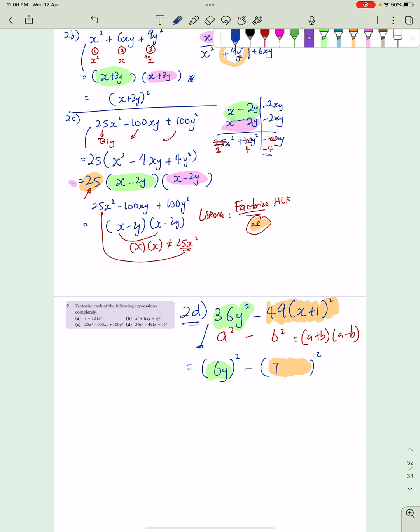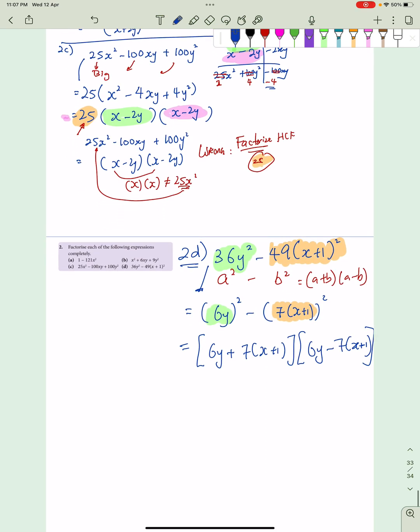So if I look at it, 7 squared will give you 49. x plus 1, if I square it, I'll get x plus 1 squared, right? So I want to then recall, right? So this is like the first term, which is 6y, plus the second term. And the first term, which is 6y, minus the second term. Okay, so I hope this helps you to figure out question 2.